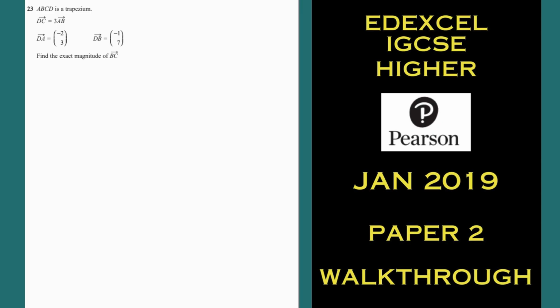Now, you don't need to get it perfect. The fact is, DC is 3 lots of AB. So they're the parallel sides. Your diagram can be as terrible as mine. How wonky is that? Who cares? The fact is, AB is the smaller parallel side. It is parallel and in the same direction as DC. So that has to be labelled D. It's more about your labels than it is your diagram.